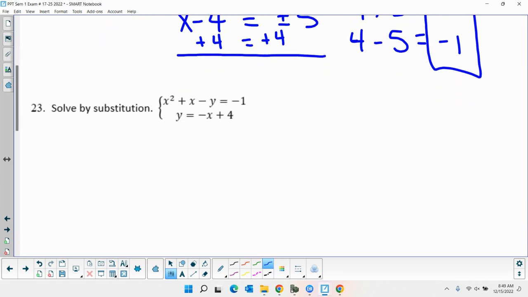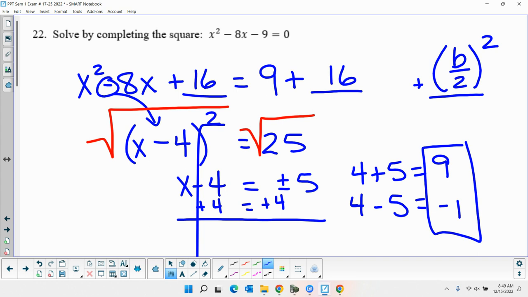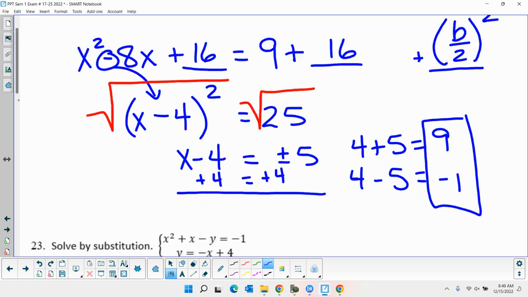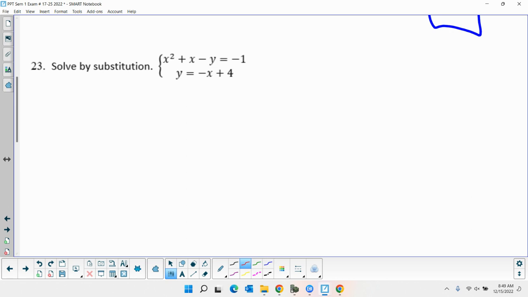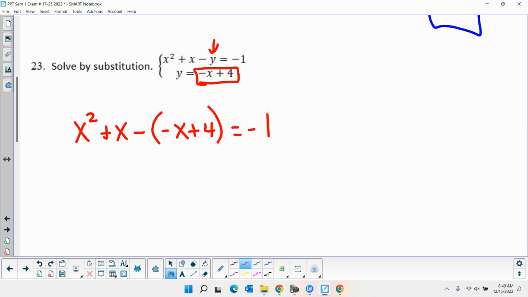23, solve by substitution. All right, so that means we're taking what y equals and putting it in for y in the top one. Okay, so we write x squared plus x minus, instead of y, we put -x plus 4 in there. That's the substitution part. And then we solve this equation.